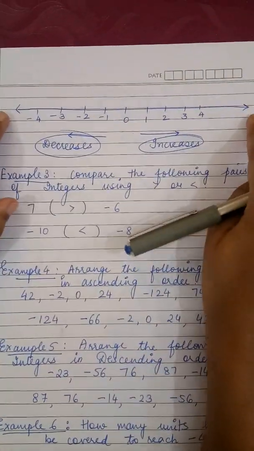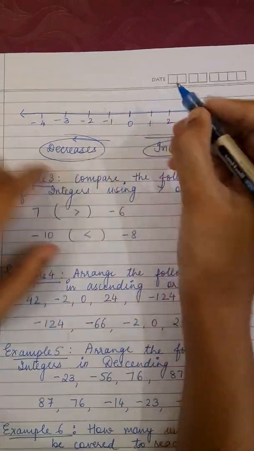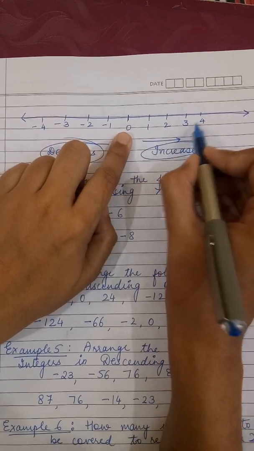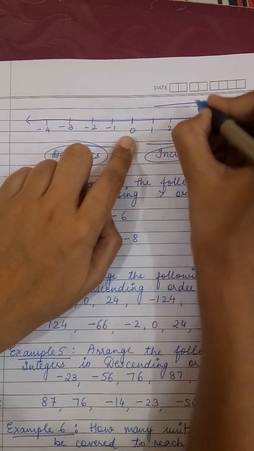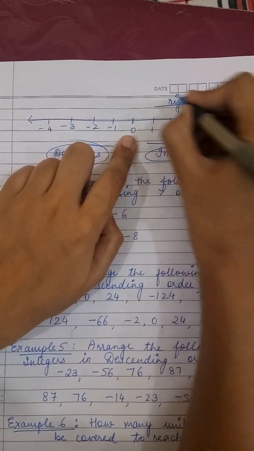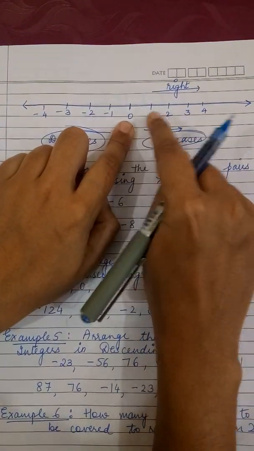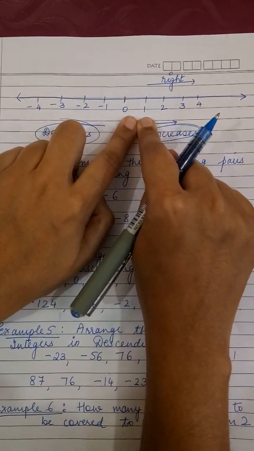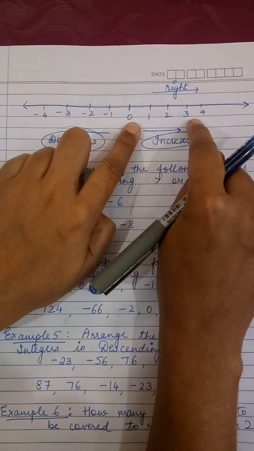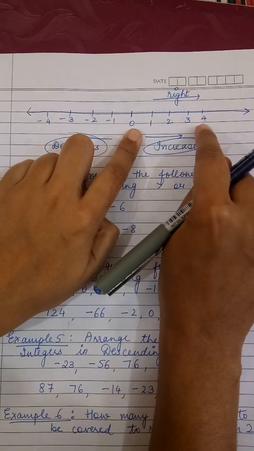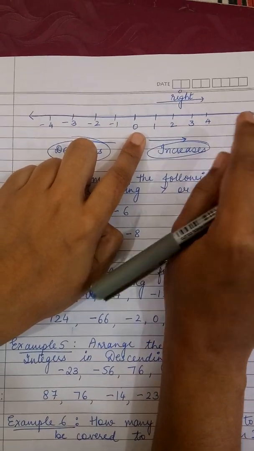Now what it states, see here, this is a number line given to me, this is 0, and all the positive integers are to the right side of 0. So I'm going to talk about the right side. As we are going to move on the right side of the 0, the numbers are going to increase, the value of the number is going to increase. Now what is the meaning of that?